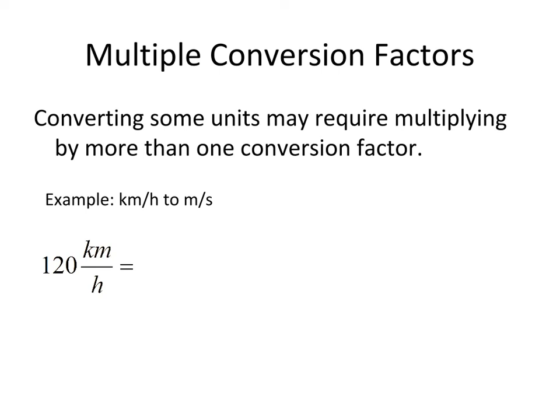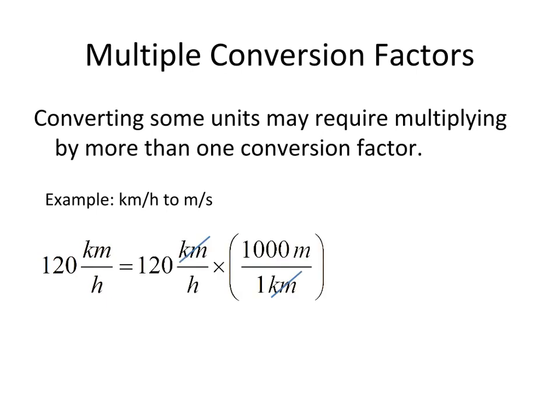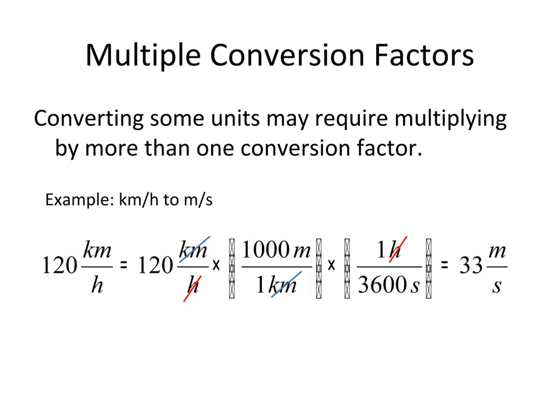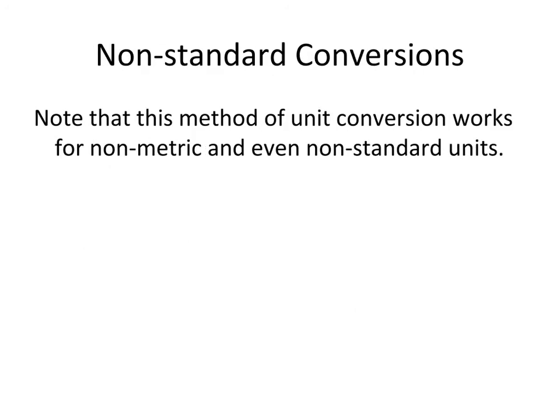Converting from kilometers per hour to meters per second is something we do a lot in physics. So here's an example: 120 kilometers per hour. Well, first we'll take care of the kilometers. There are 1,000 meters in a kilometer, so we'll multiply by 1,000. Then we'll multiply by 1 hour per 3,600 seconds. And we get 33 meters per second.